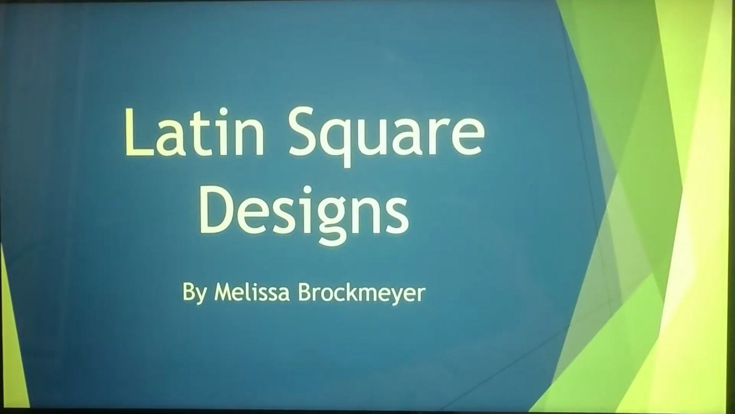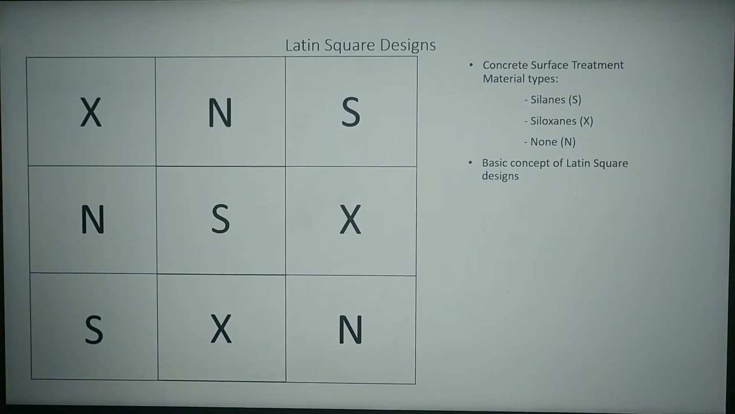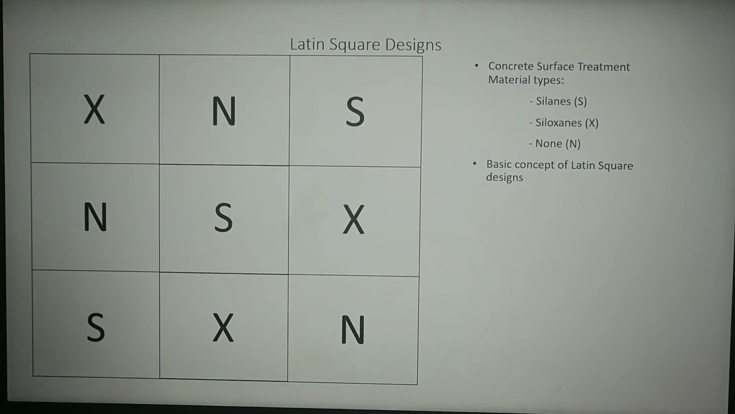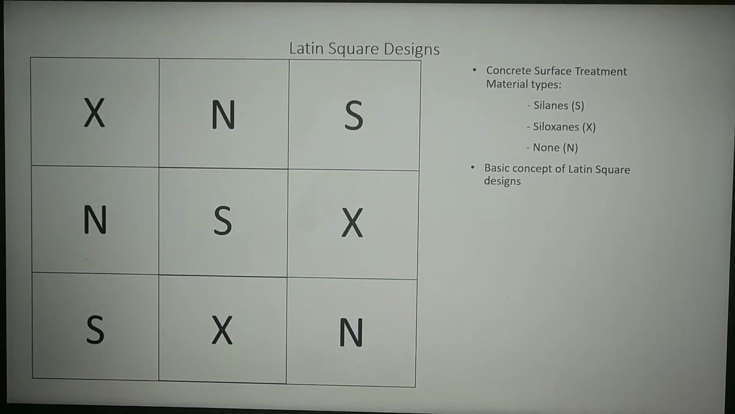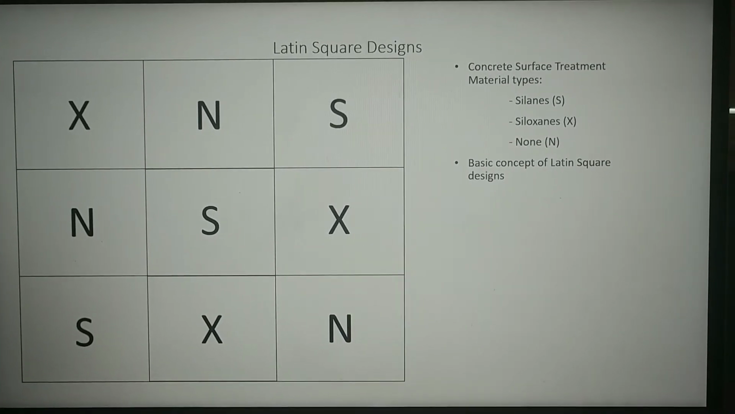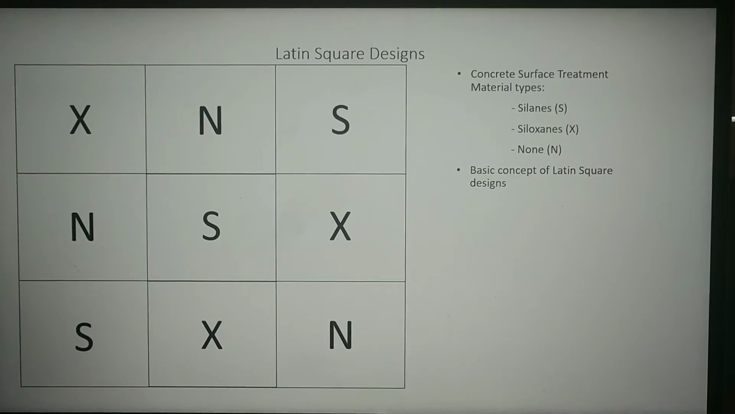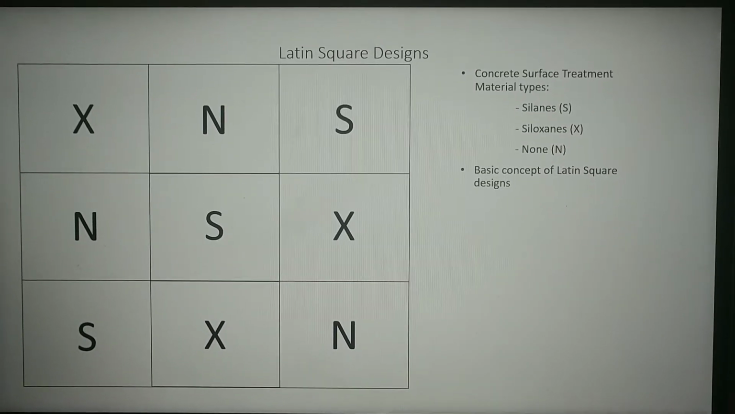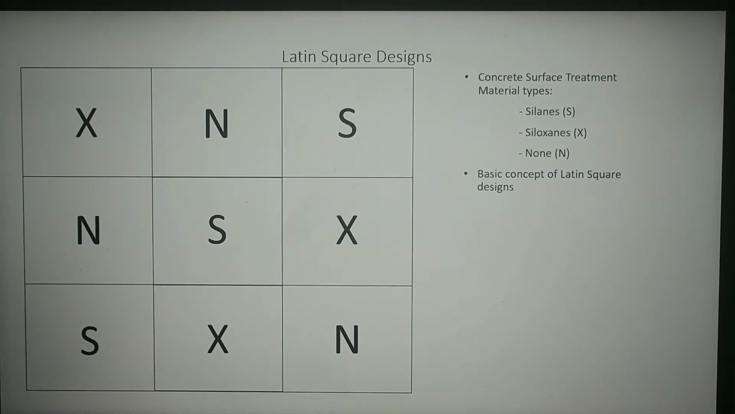About Latin square design. So this is just a basic example of a Latin square design. This is a 3x3 design, and each row and column has no repeated variables of x, n, or s. You'll notice this is just like Sudoku, and that's because Sudoku is essentially a Latin square design. But with this example, I just wanted to show you what a Latin square design looks like.